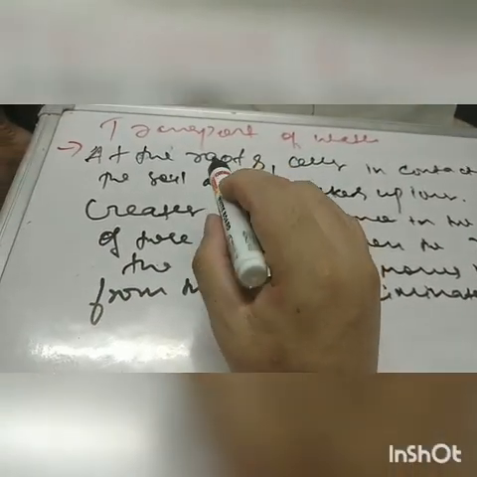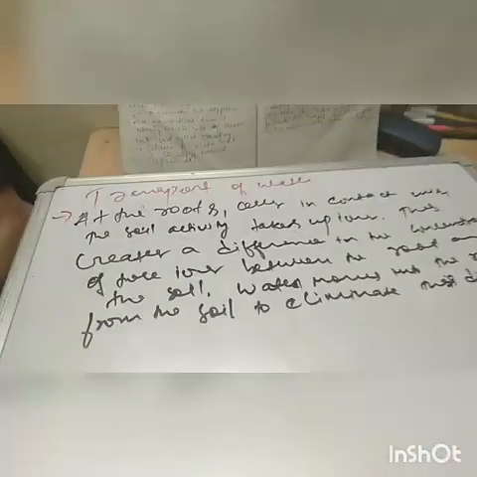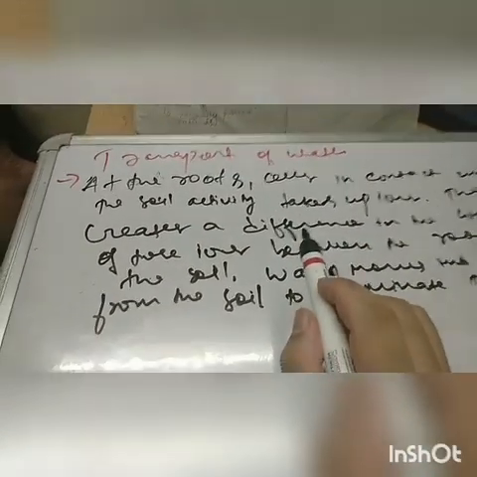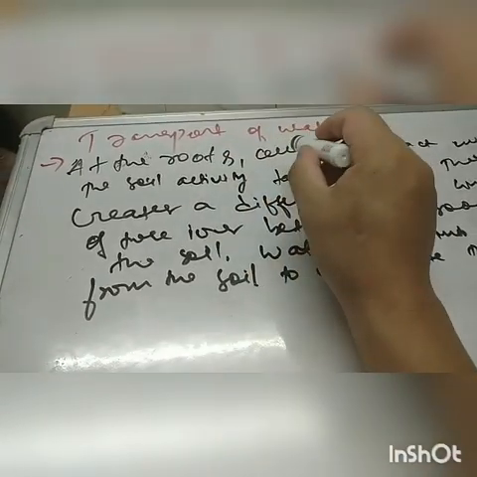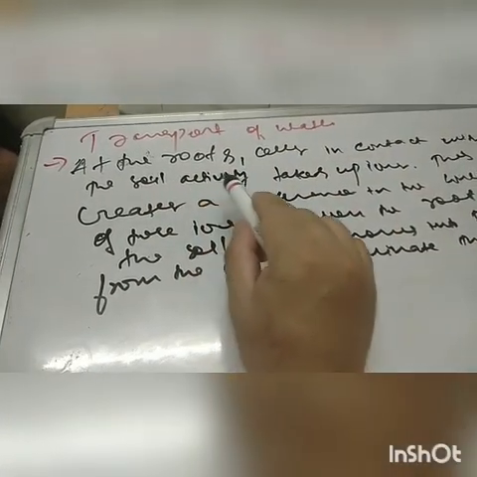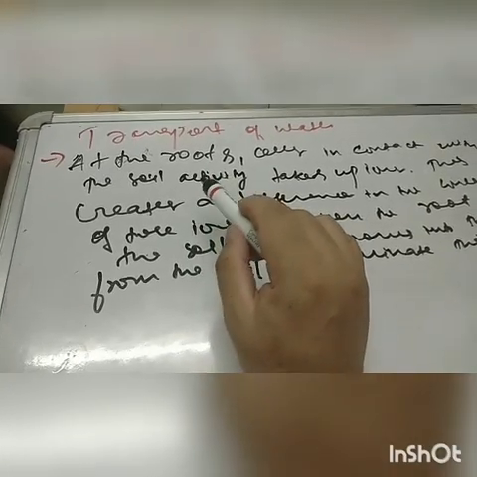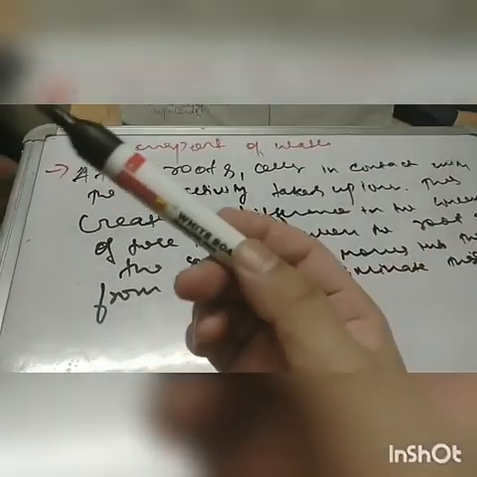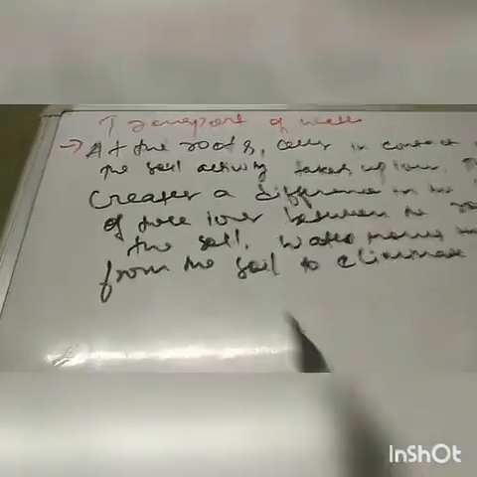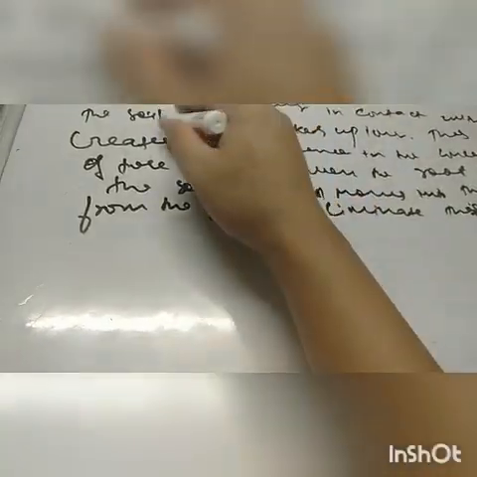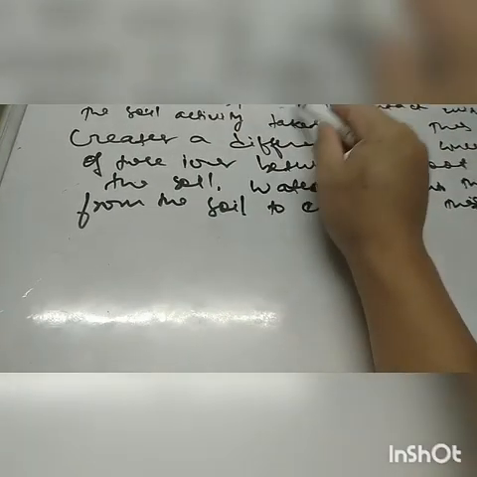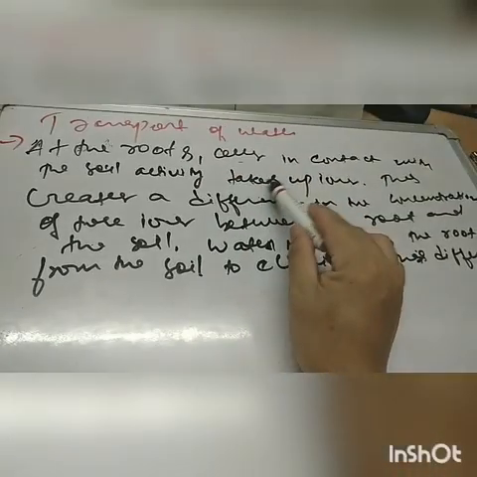Alright, the roots are in the soil, right? At the roots, cells means the root cells, alright? The root cells in contact with the soil activity. Soil activity means there's everything going on in the soil, decomposition, manure production, all these things. There will be different ions, there will be water molecules, all these things are in the soil, right? So the root cells in contact with the soil take up ions.